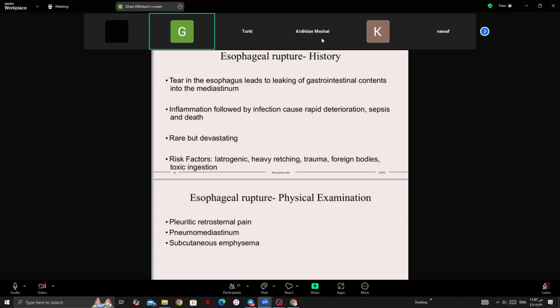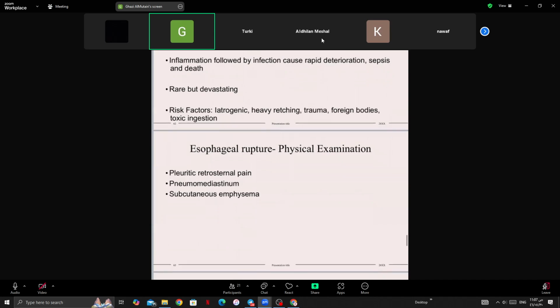Risk factors are mainly iatrogenic, for example, a patient post-procedure like EGD or upper endoscopy, or if they ingest foreign bodies in the pediatric age group, or if they ingest toxic material that causes irritation to the esophageal wall, which predisposes the esophageal wall to rupture.